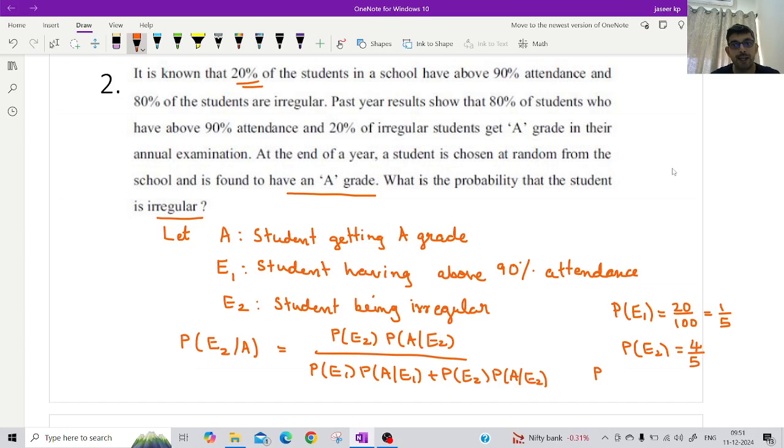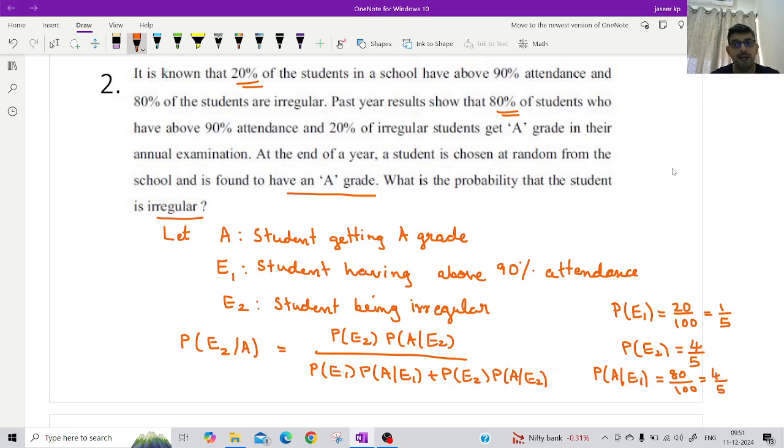Then P of A given E1. What does that mean? A student having 90% attendance or above getting an A grade. It is given here as 80% of the students. So that will be 80 by 100, which is 4 by 5.